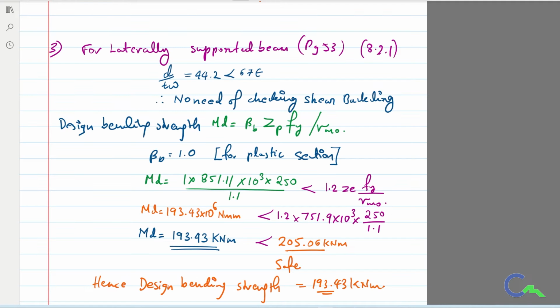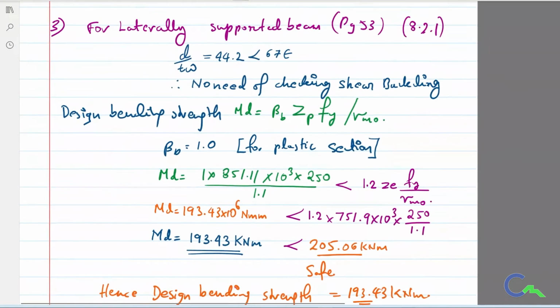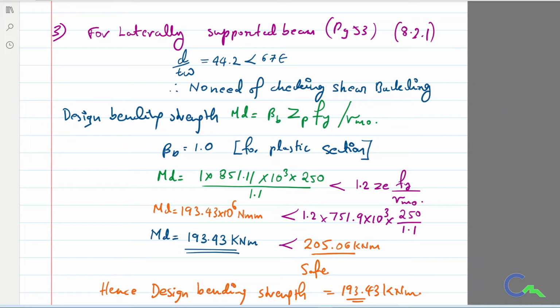So if I come back to the problem, beta B we have taken as 1. After that we need the value of Zp. We already noted from the steel table the value of Zpz, that is 851.11 into 10 to the power 3. Fy is 250 divided by 1.1.